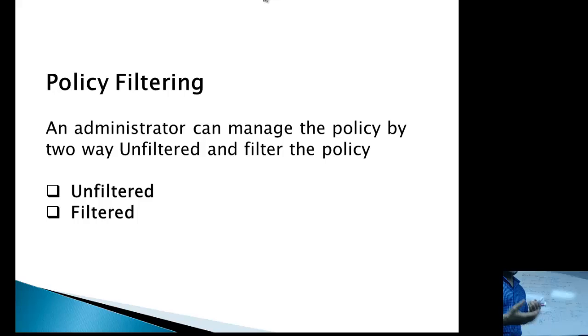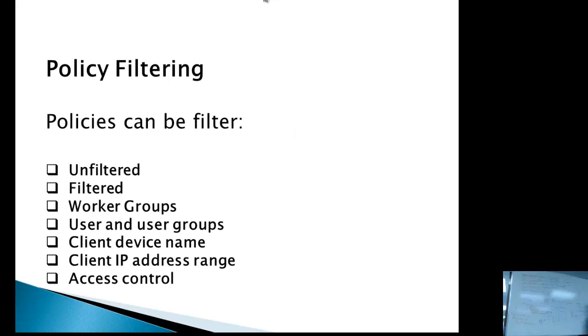Now, policy filtering can be done in different ways. It can be completely unfiltered, meaning for the complete farm. It can be filtered to a worker group, just like we saw here. It can be for users. It can be for devices. It can be IP based, or it can be access control. So you can filter on any in any place. Access control is just based on security permissions. So let's say you apply a policy only on these users, not on those users. So it can be based on access control.